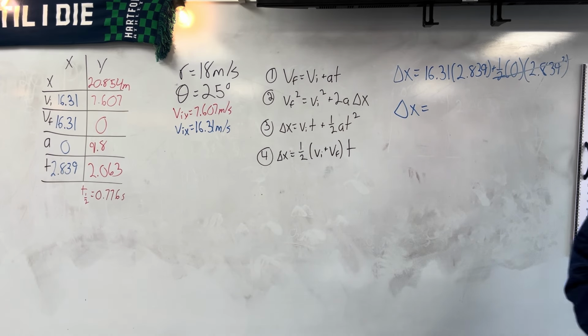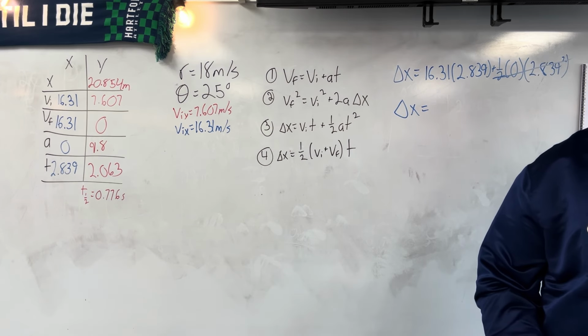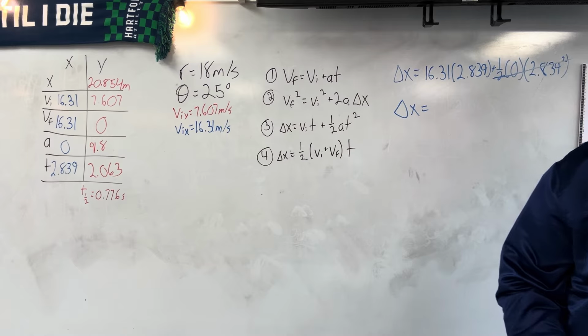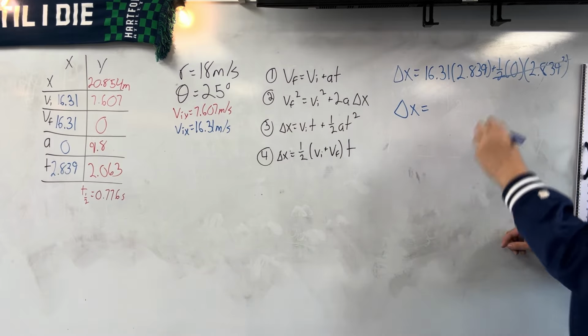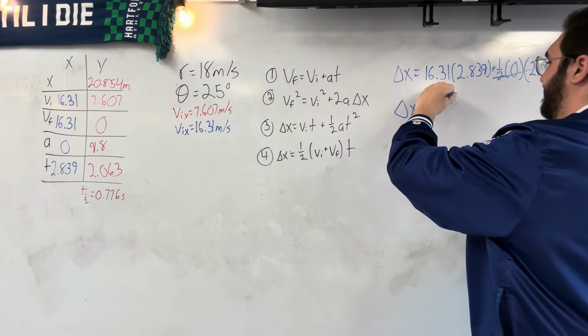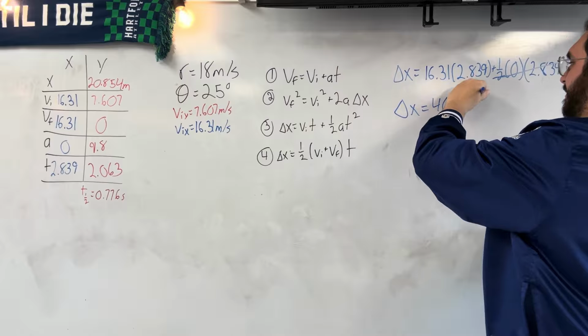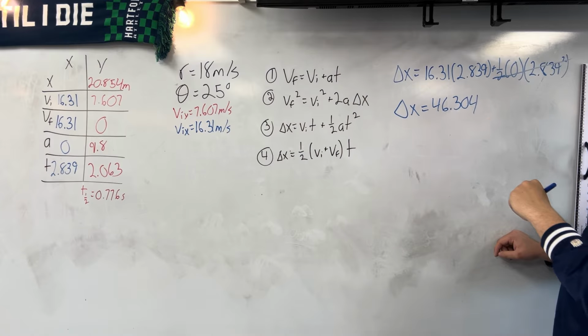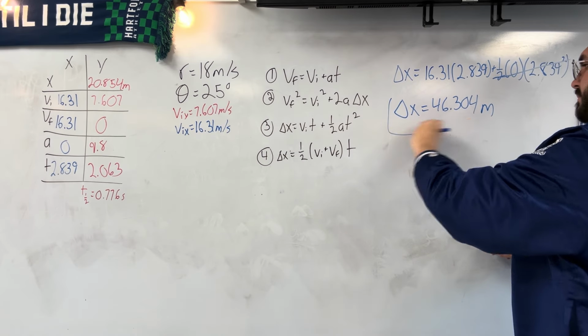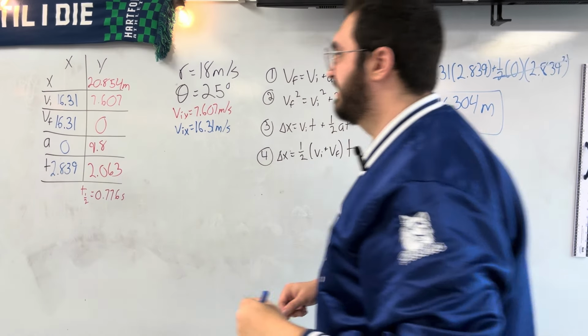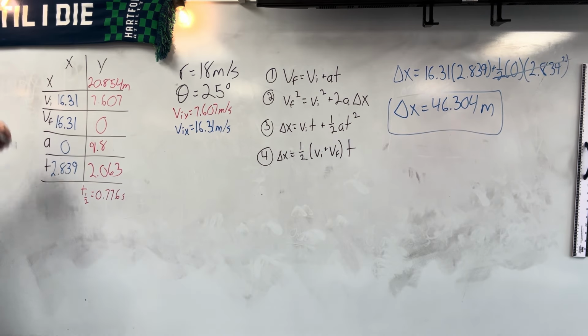When I do that math out, please tell me, what do I get? 46.304. They're not quite as in unison that time. And what unit does that have to be in? Meters. Bada bing, bada boom. Realest guy in the room. How you doing?